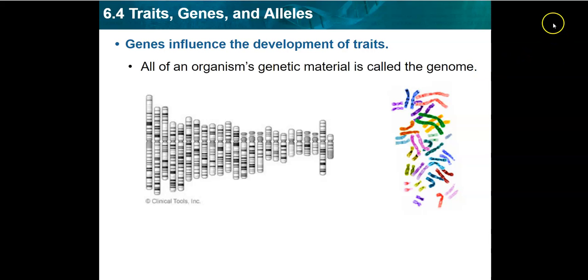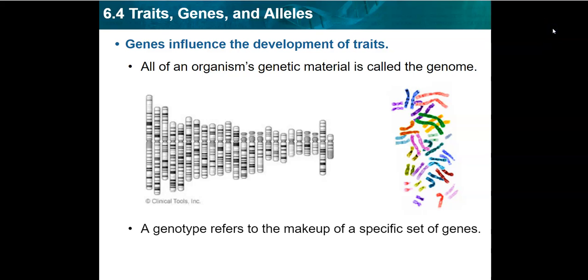All of an organism's genetic material is called the genome. A genotype refers to the makeup of a specific set of genes. We've had the human genome mapped for several years now. When I was in high school, they were predicting that it would be 2025 before they had it mapped. But just like everything else, technology, once they get going on it, things get easier, technology improves, and it starts going faster and faster. And so we've had the human genome mapped for several years, but there's still a lot we don't understand about it.